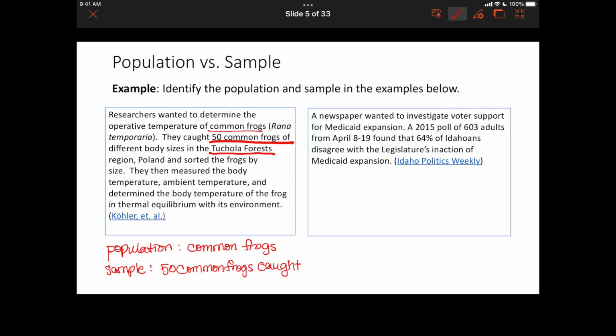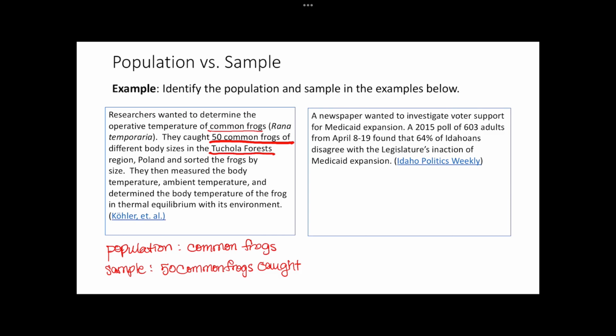Let's look at another example. A newspaper wanted to investigate voter support for Medicaid expansion. A 2015 poll of 603 adults from April 8th through the 19th found that 64% of Idahoans disagree with the legislature's inaction of Medicaid expansion. Okay, so again, for the population, we want to think about who were the researchers hoping to describe. Well, they're interested in voter support, and in particular, they're in Idaho, right? So my population here is Idaho voters.